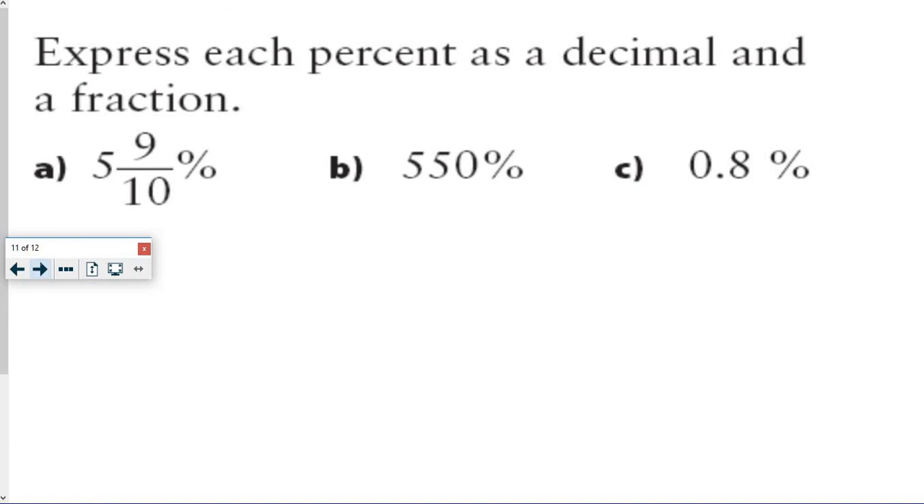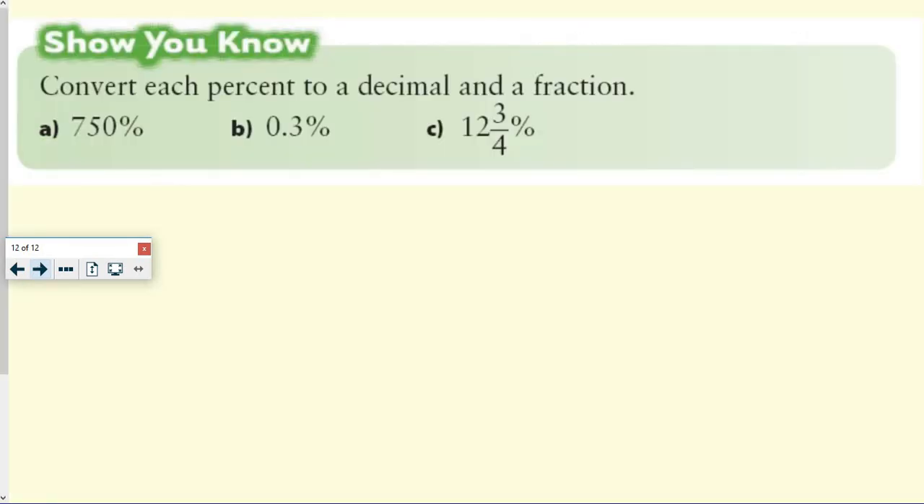Express each percent as a decimal and a fraction. So this is something you can do before you go on, just as extra work. Okay? Those as well. Your questions will be in the back.